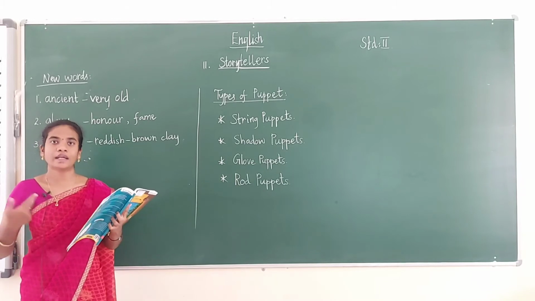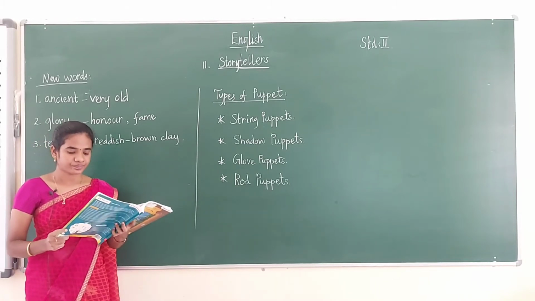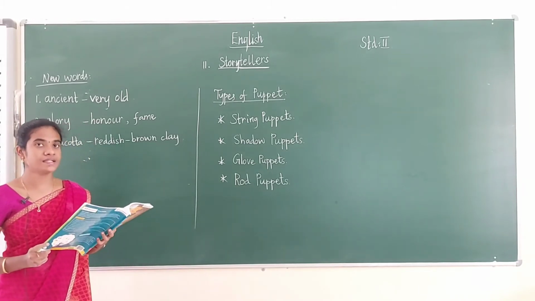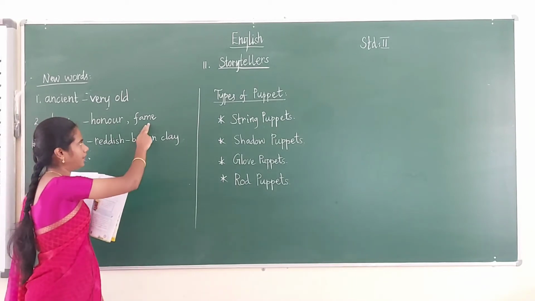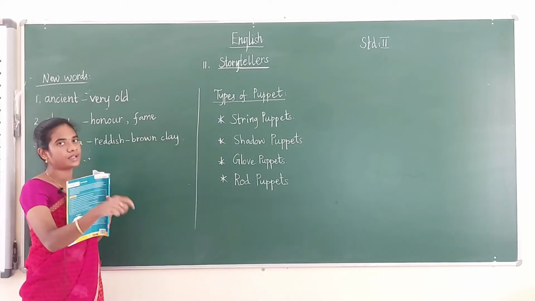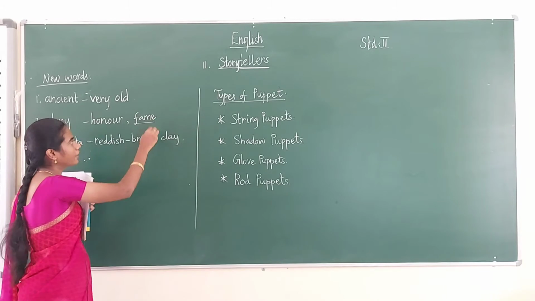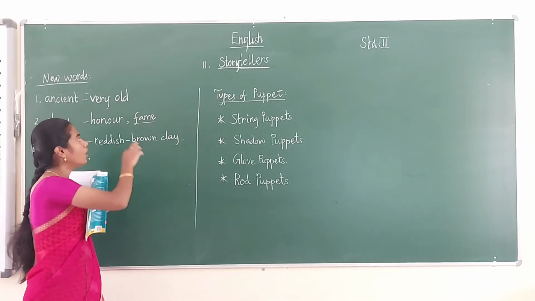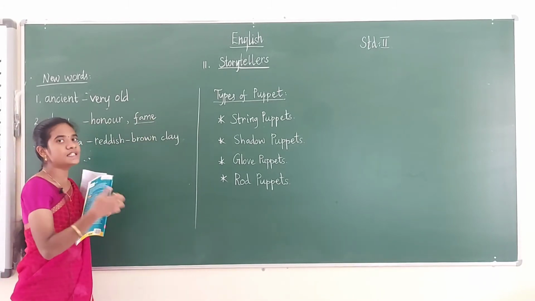Very old ancient glory. So glory means puhal, that is fame. You can write any one meaning. You can write fame, fame is very easy. So glory means fame, and fame means puhal.